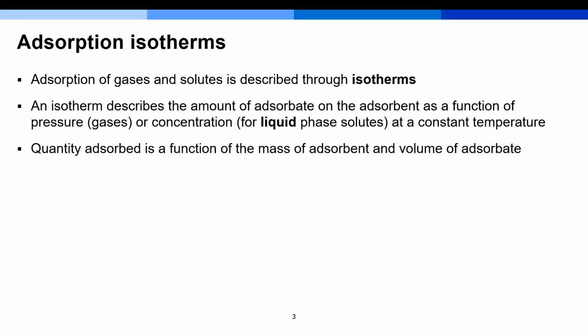So adsorption of gases and solutes is described through something called isotherms. So an isotherm describes the amount of adsorbate on the adsorbent as a function of pressure for gases, or as concentrations for liquids at a constant temperature. The quantity absorbed is a function of the mass of the adsorbent and the volume of the adsorbate.